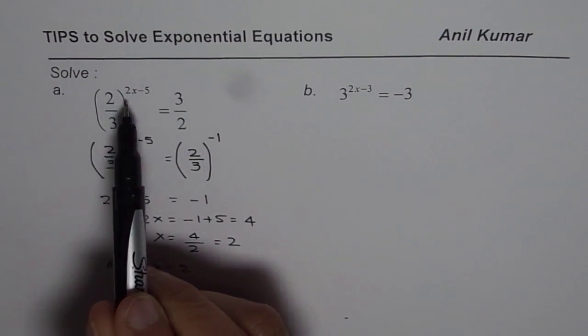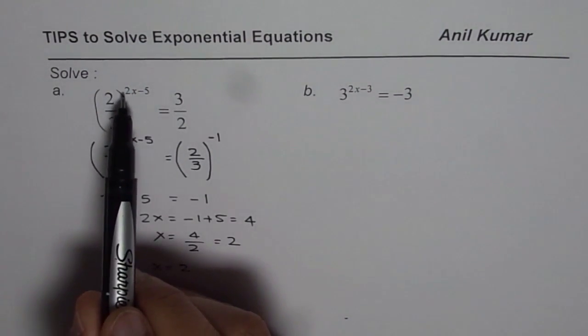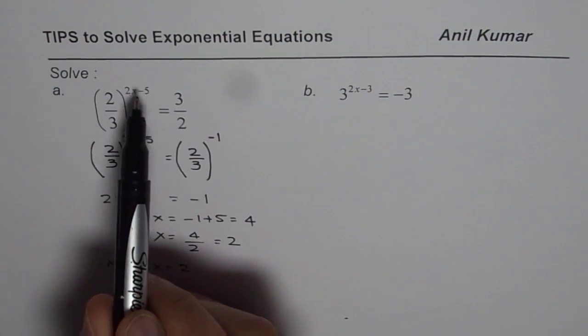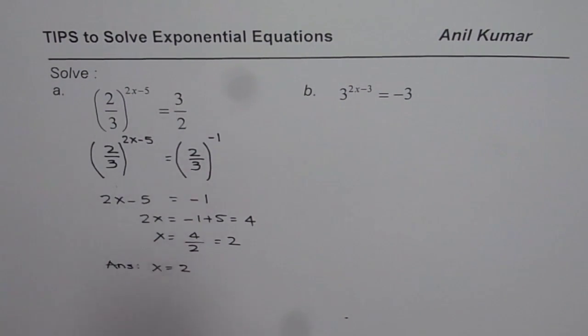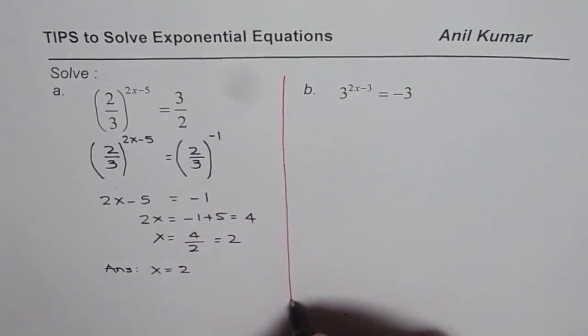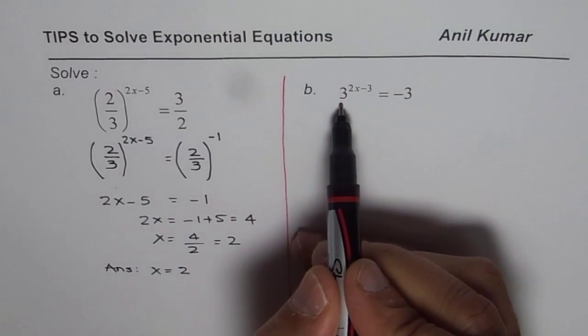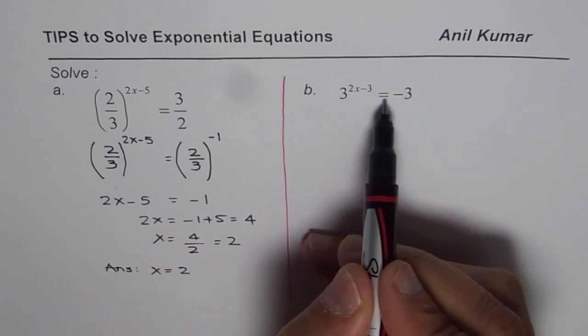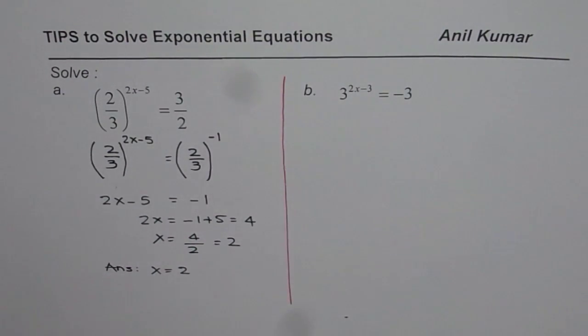You can always substitute 2 here and verify. 2 times 2 is 4, 4 minus 5 is minus 1, which will give you 3 over 2, right? So that is how you could solve such a question. Now let's look into part B. It says 3 to the power of 2x minus 3 is equal to minus 3. Now what is the solution of this?